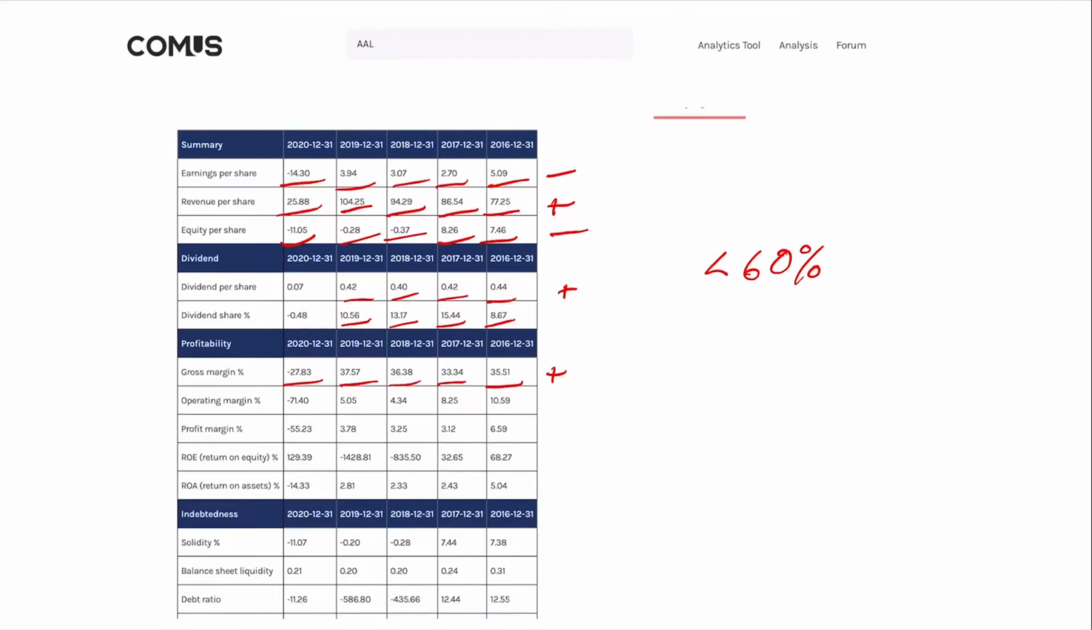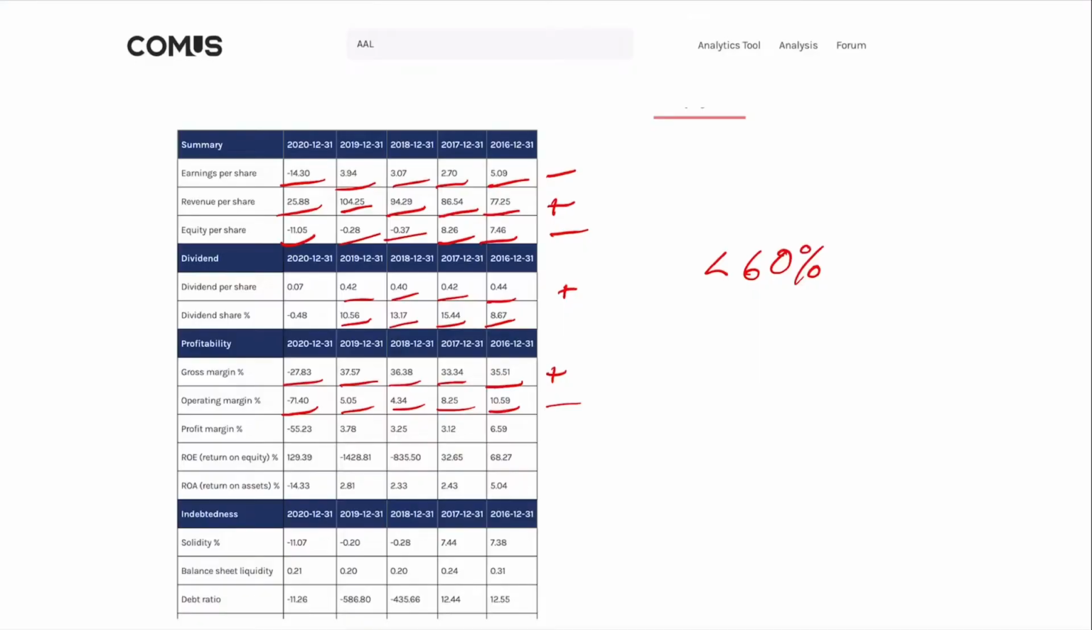So we have to compare this number across the industry and see, is this normal, or is it just American Airlines not performing that well? Operating margin went from 10.5% down to negative 71%, and we have been doing lower and lower numbers, a bit of fluctuation, but overall trend is negative. So this is a minus. I don't like this at all. The company needs to find ways to become more efficient.